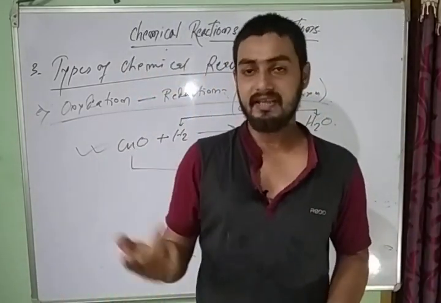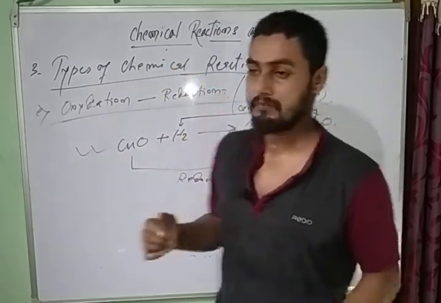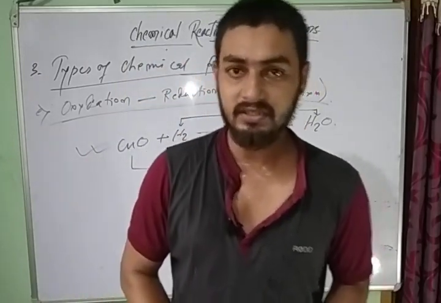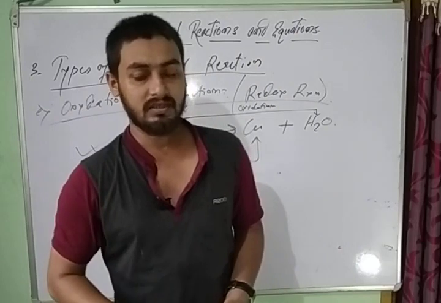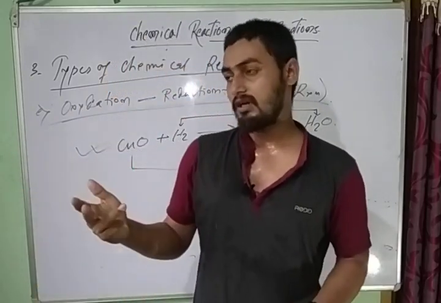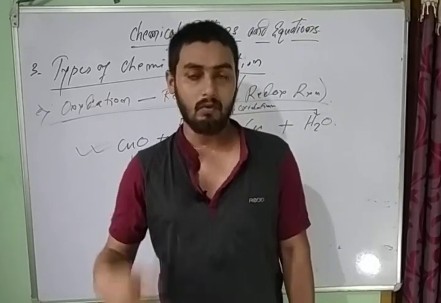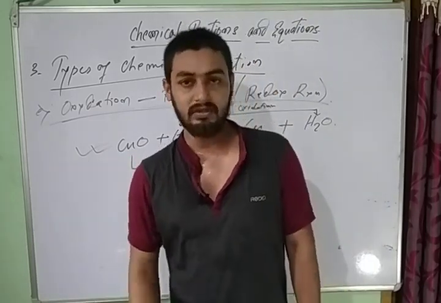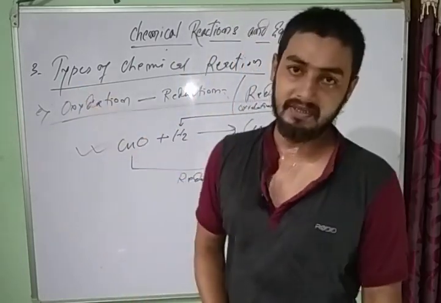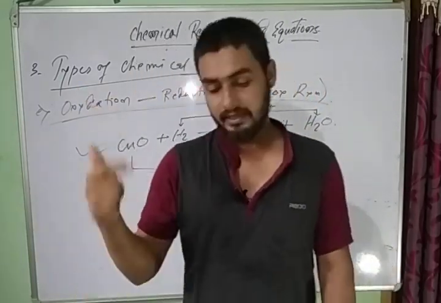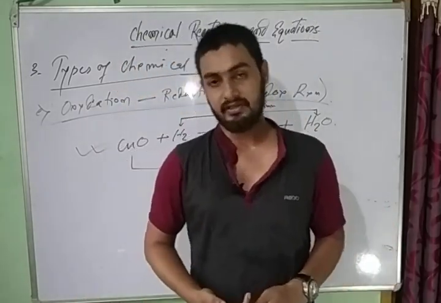Okay, we can summarize once again what we have studied in this video. The first one is what are chemical reactions, and then types of chemical reactions, what are chemical equations, and two types of chemical equations, that is skeletal chemical equation and balanced chemical equation, and why it is necessary to balance the chemical equation. And then we learned about the different types of chemical reactions, that is combination reaction, decomposition reaction, displacement reaction, double displacement reaction, and then oxidation reduction reaction.